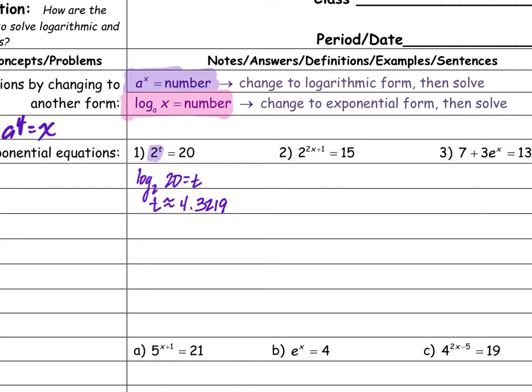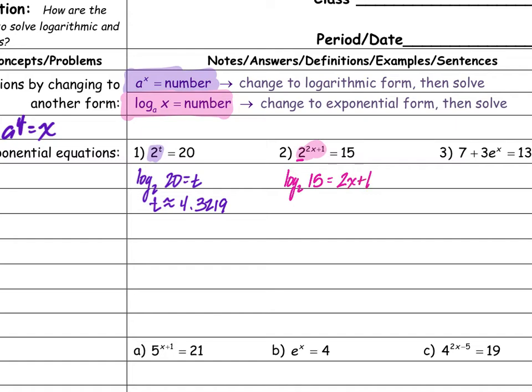Okay, so we have the second one. Number 2, my exponent is alone. So, right, it's alone here. And I have base 2. So I'm going to rewrite this as a logarithm. So it's log base 2 of 15 equals 2x plus 1.